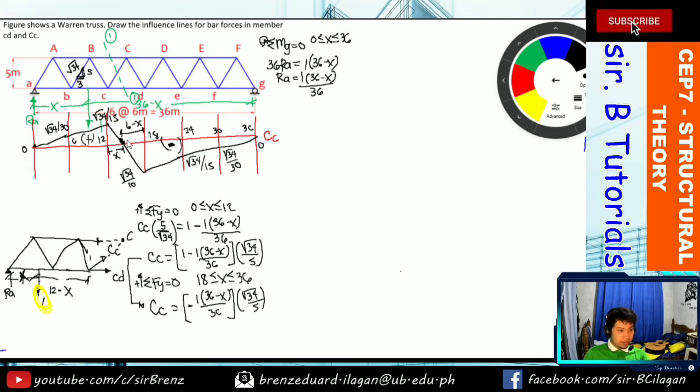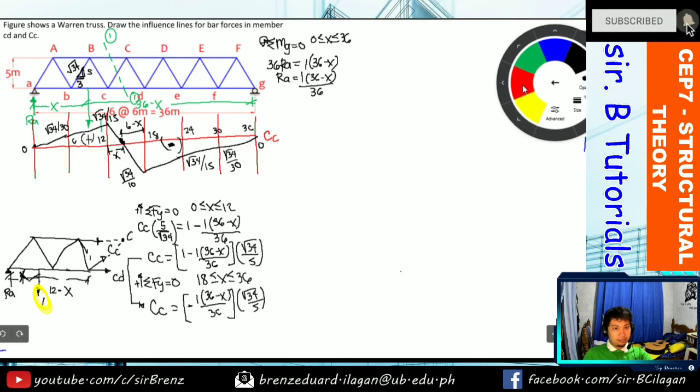This time, we will draw the influence line for the member CD. So, extend ko lang to guys dito. Ako, magdudumi pala. So, sa kabila na lang natin ilagay. So, dito na lang.